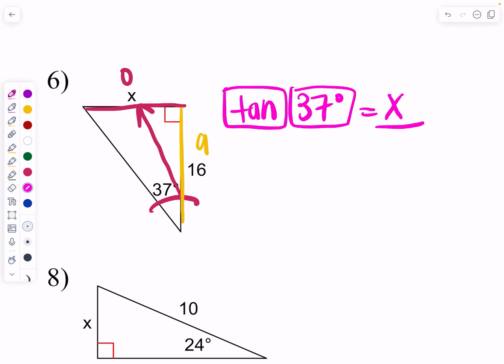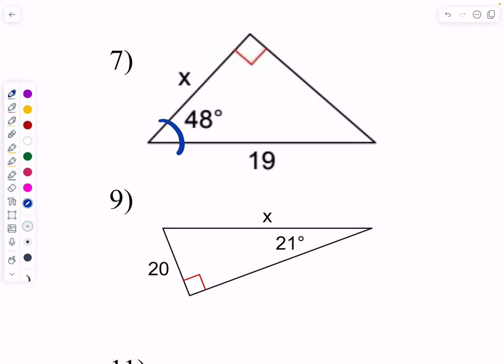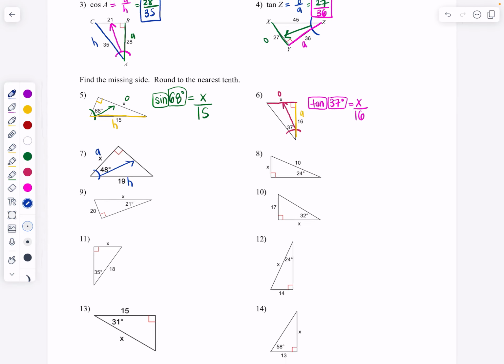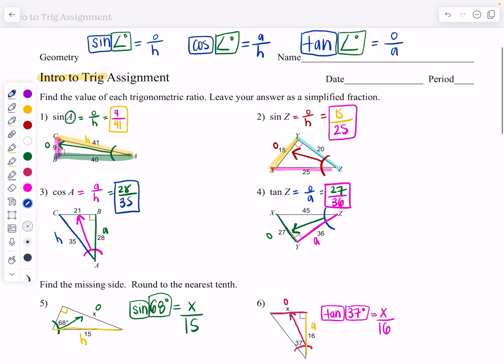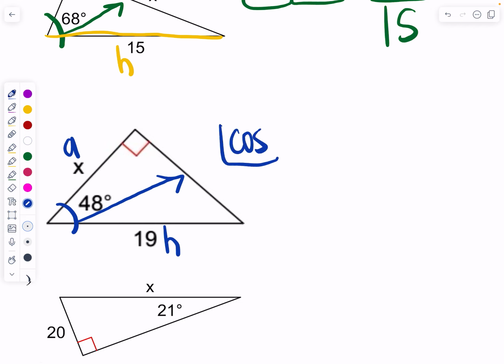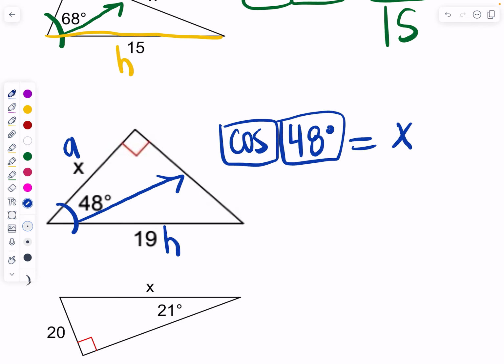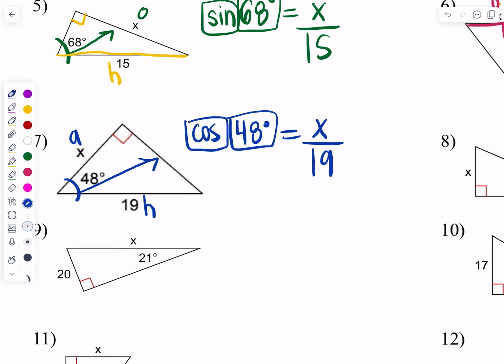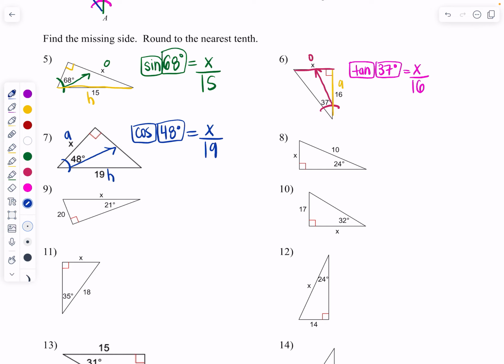All right, what about number 7 from the 49-degree angle? I do not have my opposite, it's blank, but I do have my adjacent is x, my hypotenuse is 19. So what goes with adjacent and hypotenuse? That's going to be cosine, A and H. And so I'm going to fill that in. I'm going to say the cosine of the angle. What's my angle? My angle is 48 degrees. The cosine of 48 is going to be equal to adjacent x over hypotenuse 19. And that's where I'm going to stop for now. Okay? All right, what about number 8?